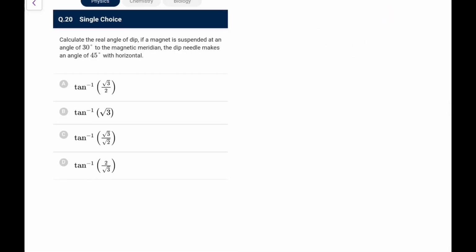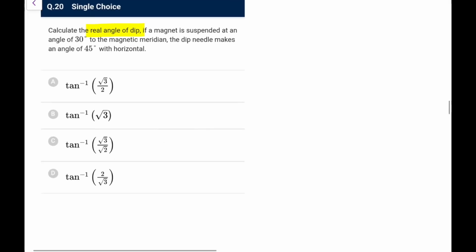Next, calculate the real angle of dip. I have taught this thing in many previous tests to you. If a magnet is suspended at an angle 30 degree to the magnetic meridian, the dip needle makes an angle of 45 degree with the horizontal. So here I already told you, let me tell you once again.